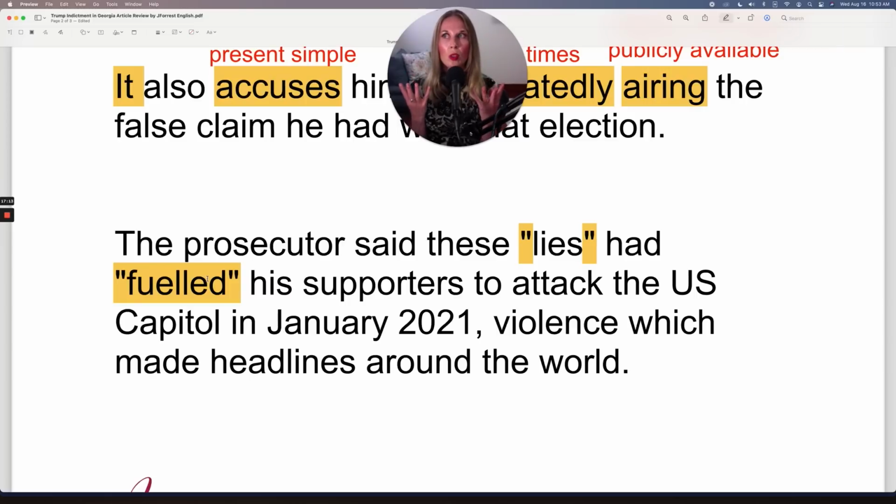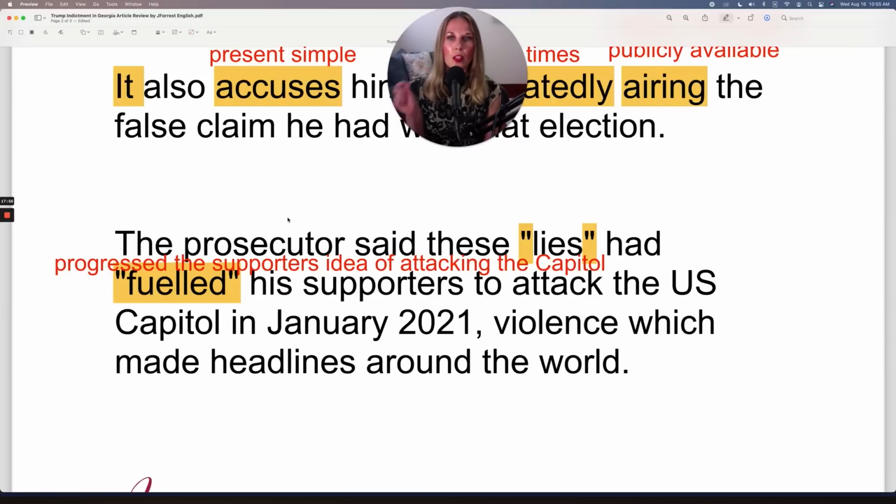Now, let's talk about fueled because you might not know what this is. Well, think about fuel for a car. What does that do for the car? It allows the car to go forward, right? It allows the car to progress. So it's saying these lies fueled his supporters to attack the US Capitol. The lies allowed the supporters or made the supporters go forward with the idea of attacking the US Capitol. I wrote that there for you. The prosecutor said these lies had fueled his supporters to attack the US Capitol.